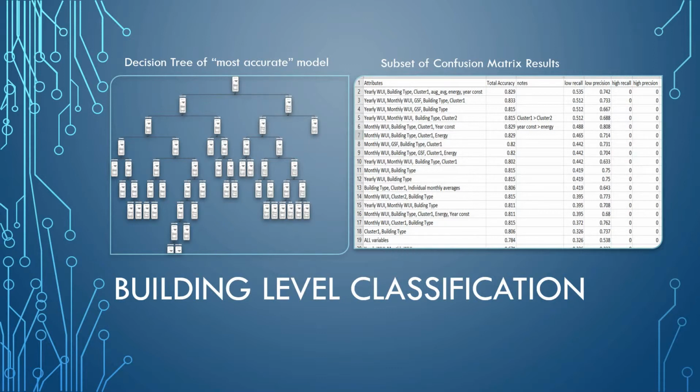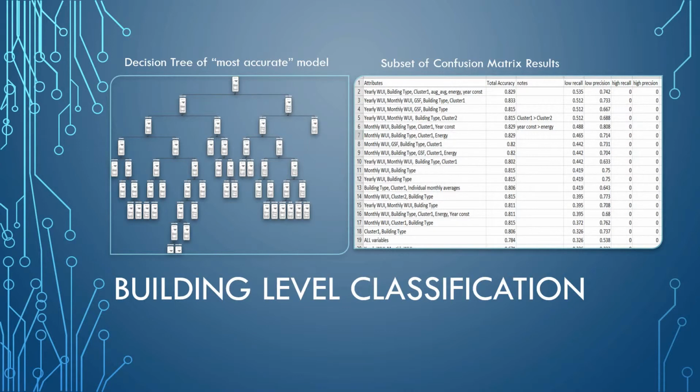For further evaluation, I wanted to maximize recall for low performers because one of the project goals was to identify as many low-performing buildings as possible, and to maximize precision of high-performing buildings because we want to be confident that the buildings we identify as high performers are actually high-performing buildings if we're going to emulate their practices. Unfortunately, none of the building level models were able to classify any high-performing buildings, likely due to a lack of data since there were only 9 instances of high-performing buildings.